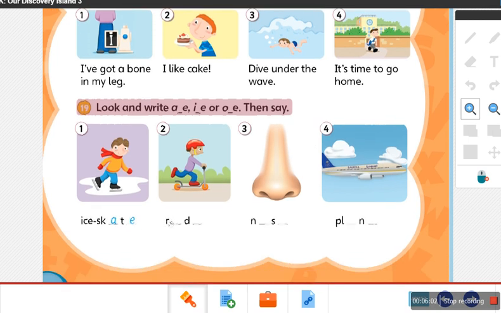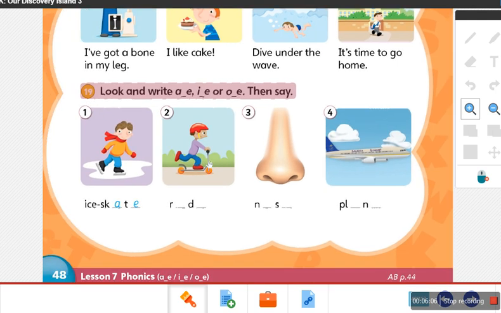Here we have some pictures, and you've got to look at the picture carefully and work out or figure out the missing letters. Here we have I skate. We say skate, not scat. Here we have, this? This is ride a scooter. So here, ride, R-I-D, or in the past, road. You can say ride or road.